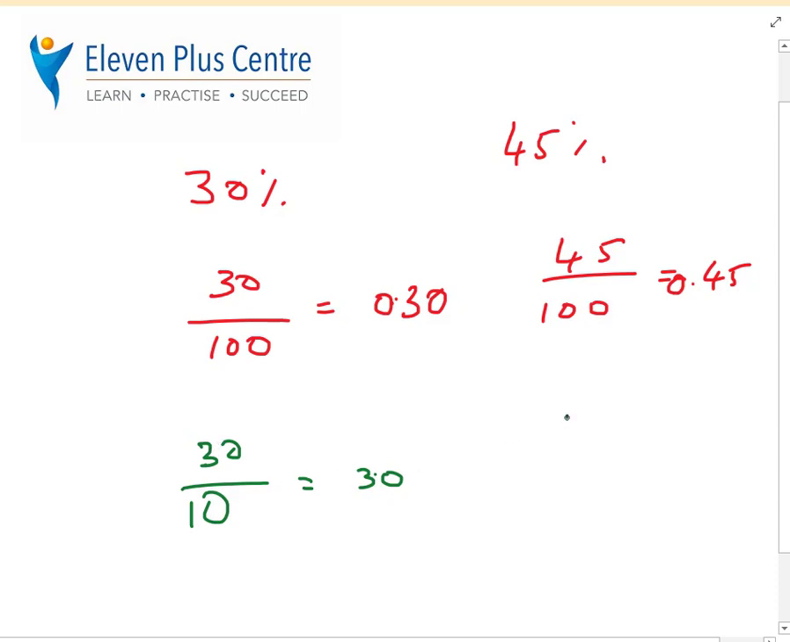So in the same way, 45 divided by 10, we write 45, the same number at the top. How many zeros are there here? There's only one. The invisible decimal point moves one space this way. The answer becomes 4.5. Okay?